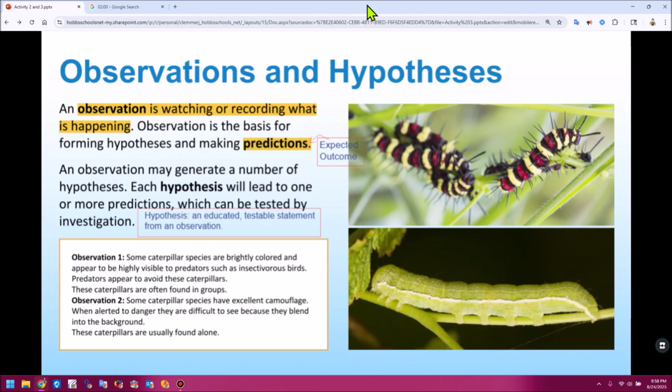Observation 2: some caterpillar species, this is the caterpillar down here at the bottom, have excellent camouflage. When alerted to danger, they are difficult to see because they blend into the background. These caterpillars are usually found alone. Why are they alone? Why isn't there a whole bunch of them? Now we can make an educated guess and then create a hypothesis.